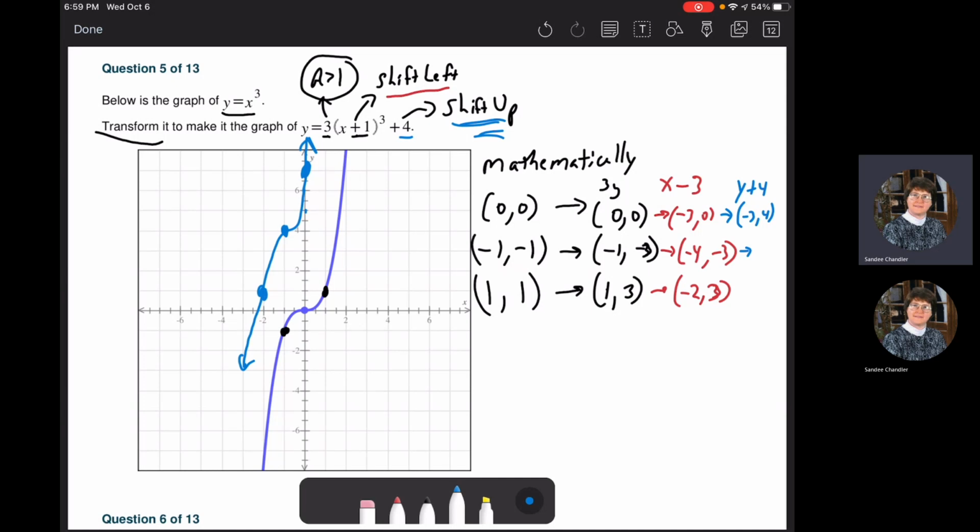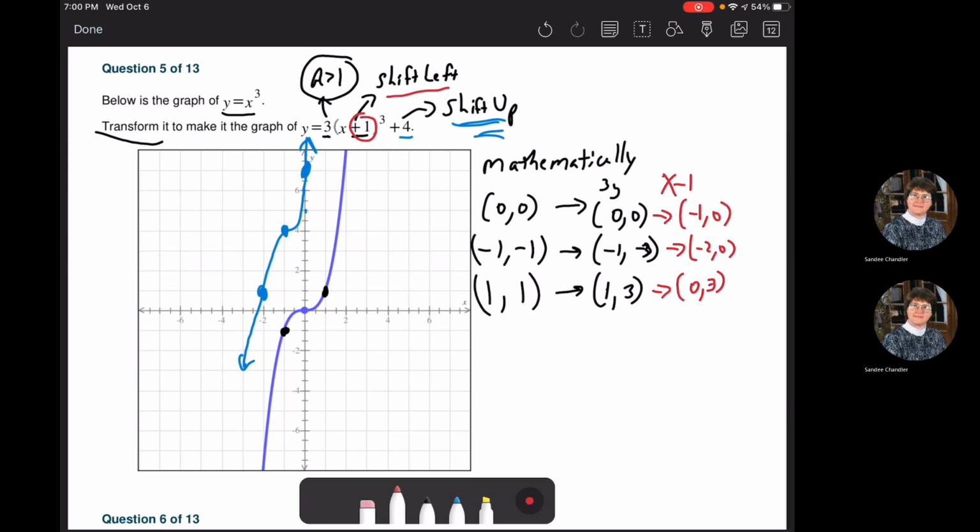Did I forget the shift left? I forgot the shift left. I did the wrong shift left. My points weren't matching up with what I had over there, right? Shift left is 1. It's x minus 1. So that's going to be -1, 0. -1, -2, 0. Here we go. -1, 0, 3. Okay. All right, which is what it was before we moved shift up 4. Unless I shifted up wrong. I may have to regraph this.